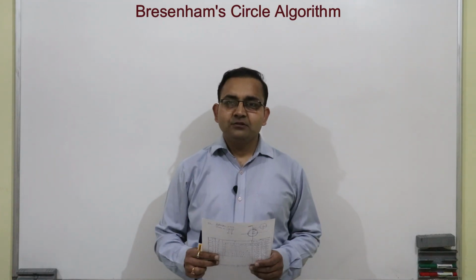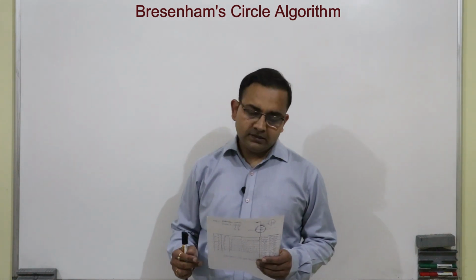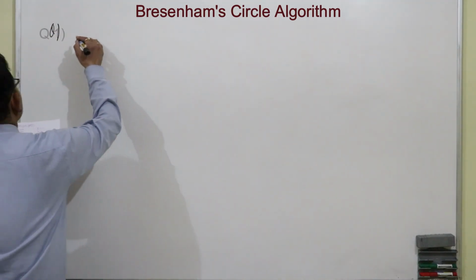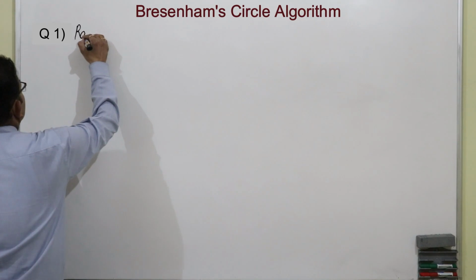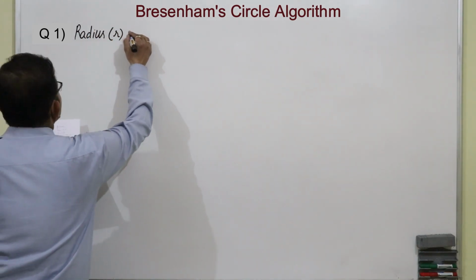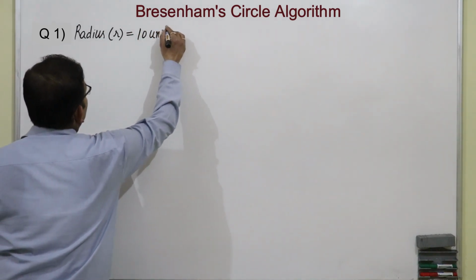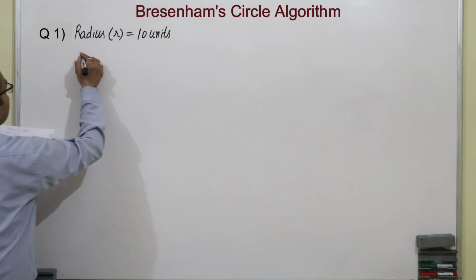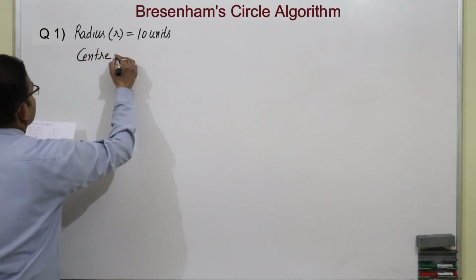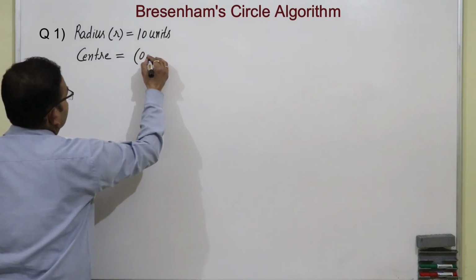Hello students, today we will do a numerical on the Bresenham circle algorithm. The question is: there is a circle and its radius r equal to 10 units, and its center is at origin. So, its coordinates are 0, 0.